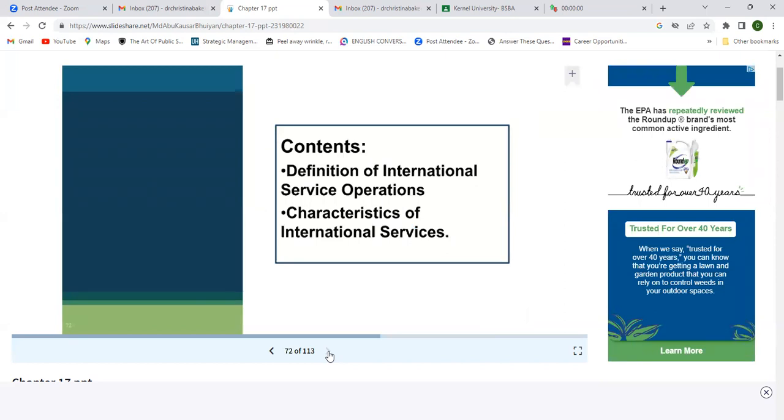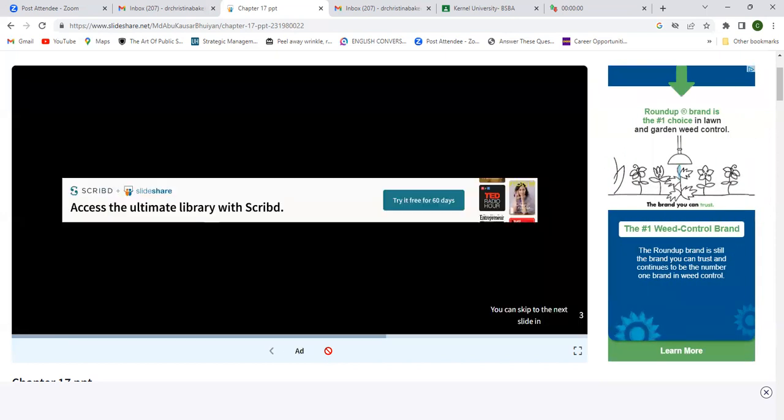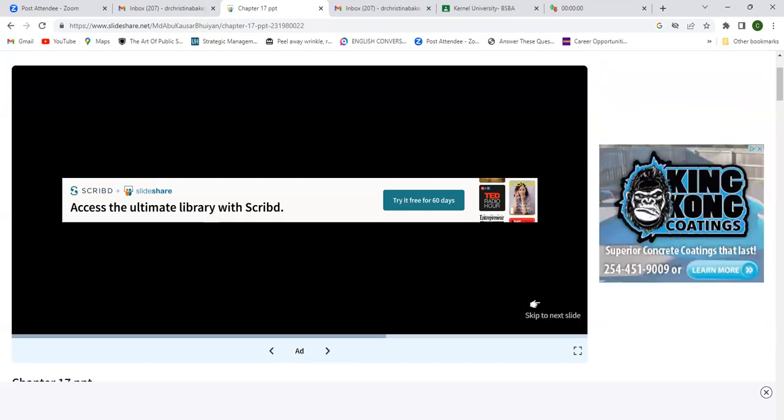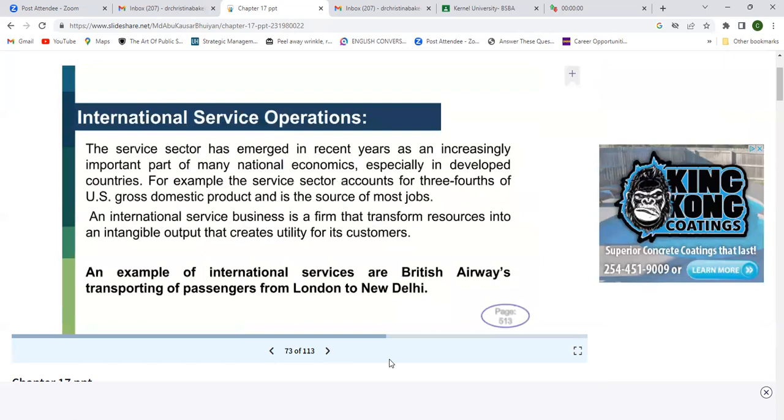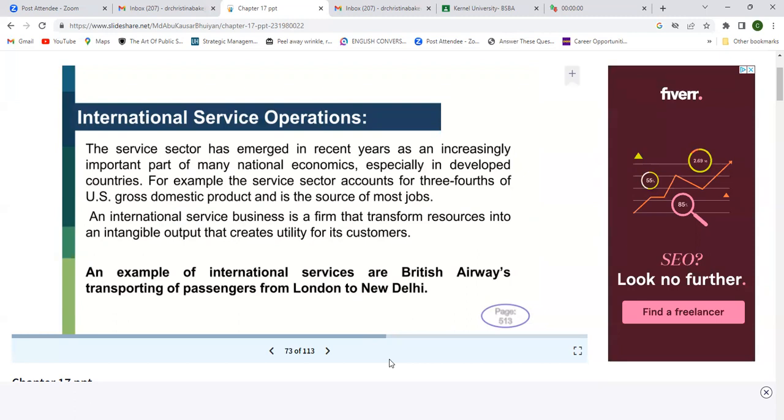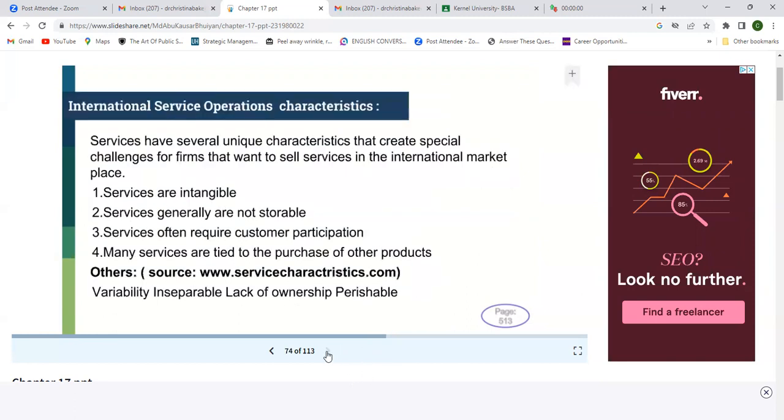Contents: definition of international service operations and characteristics of international services. The service sector has emerged in recent years as an increasingly important part of many national economies, especially in developed countries. For example, the service sector accounts for three-quarters of U.S. gross domestic product and is the source of most jobs. An international service business is a firm that transforms resources into intangible output and creates utility for customers. An example of an international service is British Airways transporting passengers from London across the Atlantic.